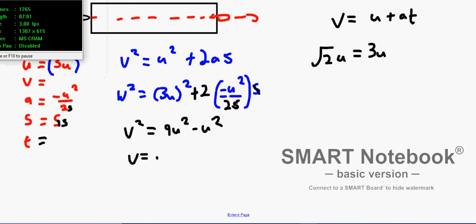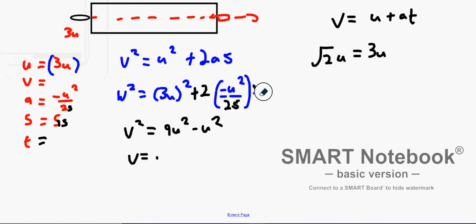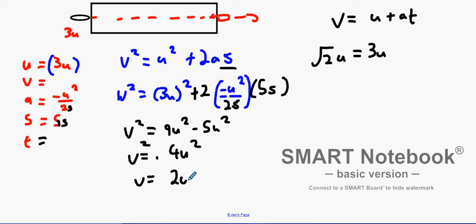Actually, another thing I did wrong was, believe it or not, it's not s, it's actually 5s, because it travels a distance of 5s. It doesn't travel s, it travels 5s. So it's going to be 9u squared, take away 5u squared, because remember the distance traveled is 5s, not s. We're going to get 4u squared, and this is a bit better. Then square root both sides, v equals 2u. Right, so that's a nicer answer for this question.